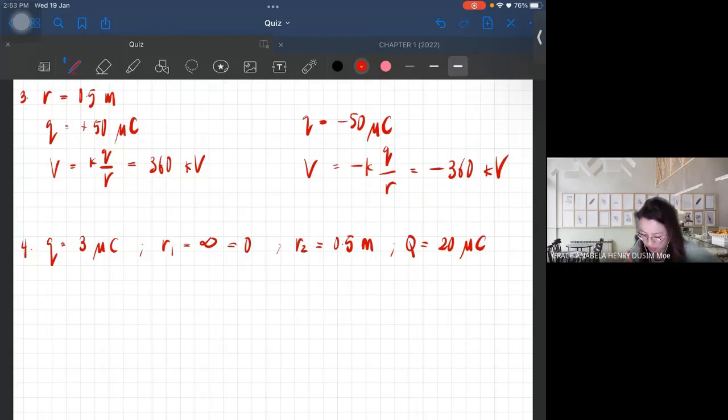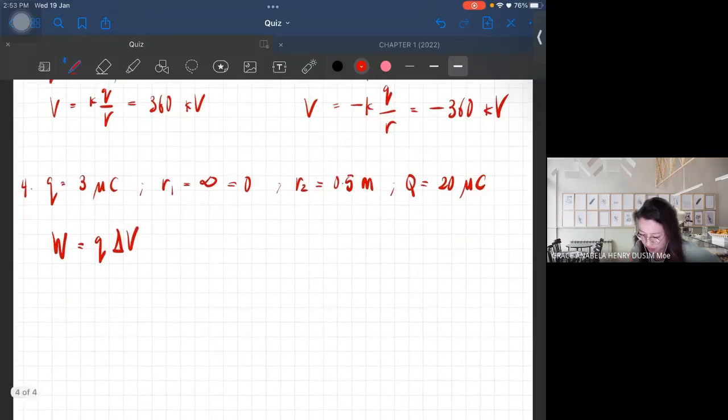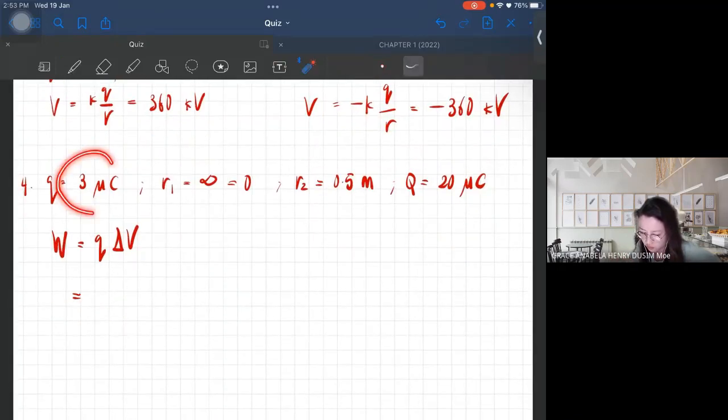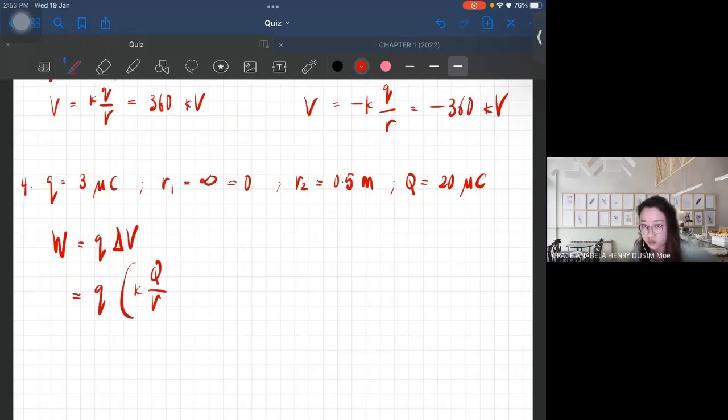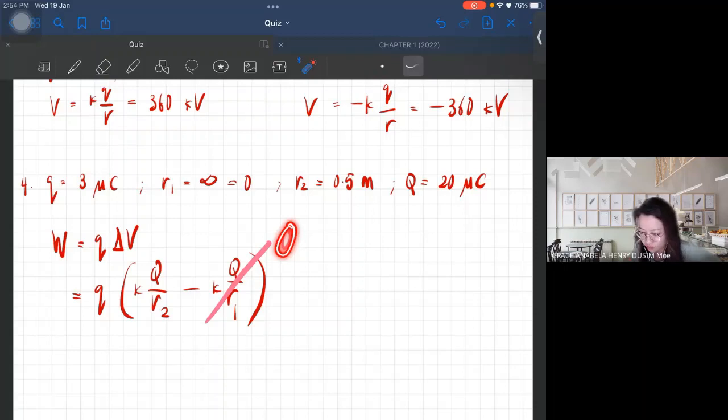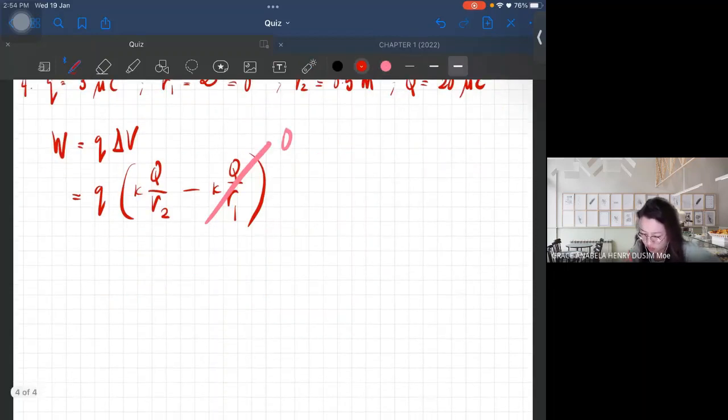Okay, untuk yang ini kita akan guna work equal to Q delta V. Okay, so Q here will be the one yang 3 microcoulomb. So delta V is basically KQ yang besar tu over R2 minus KQ over R1, where the one here will be equal to 0. Sebab R1 ni at infinity, so dia akan equal to 0. Okay, so you should get the value of 1.08 joule as the answer.